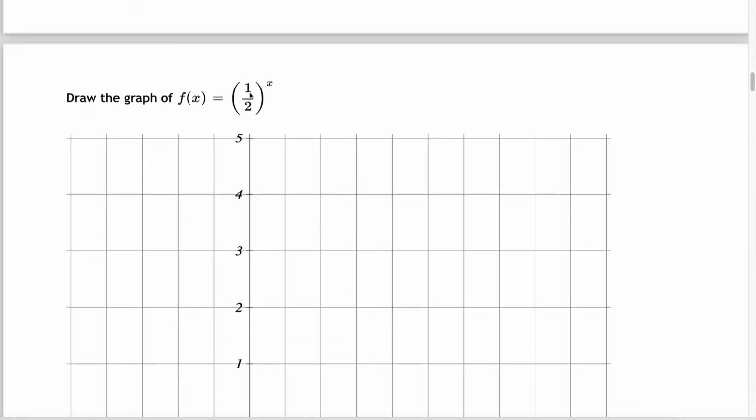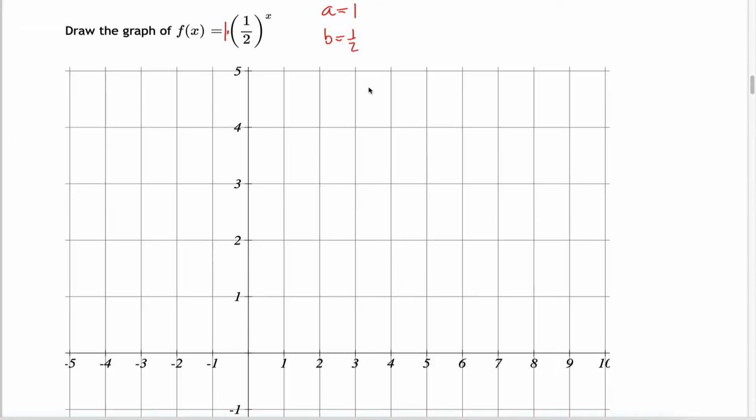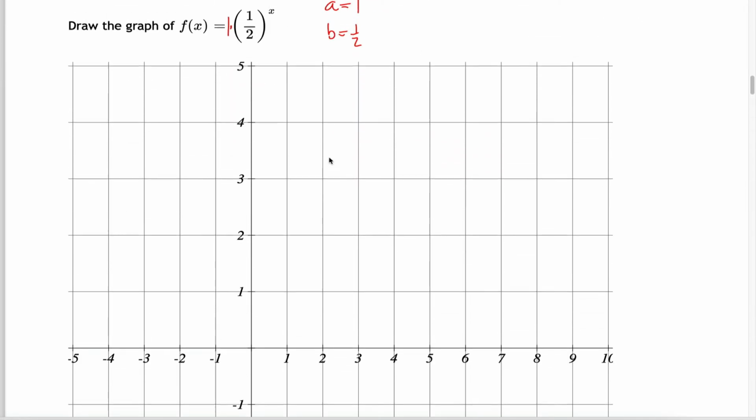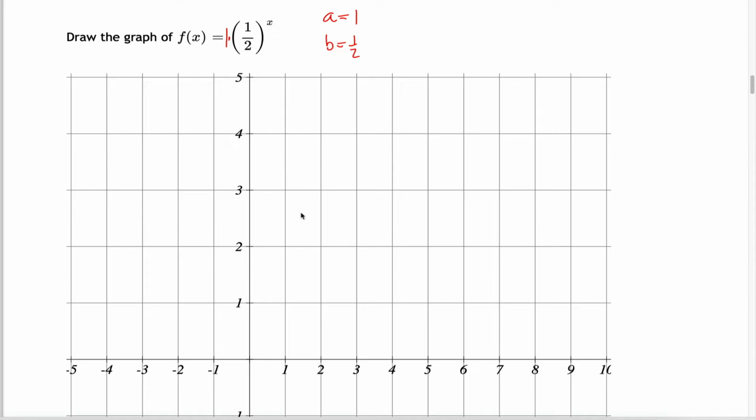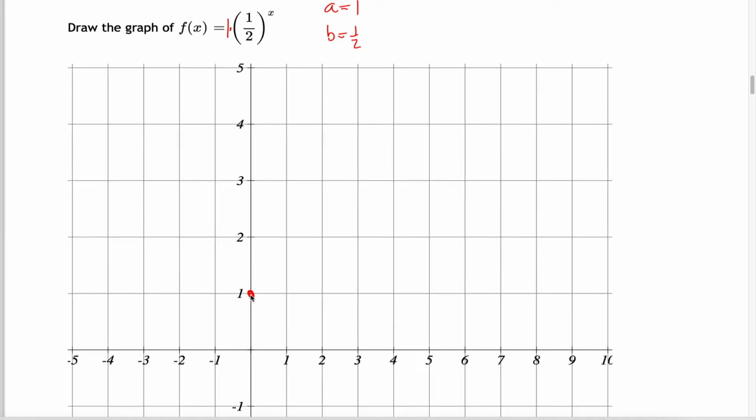Question 4, kind of the same idea, except now b is a value between 0 and 1. So a is the implied 1 that's right here, and b is equal to 1/2. And what you need to do is plot a couple of points to come up with the graph. When you're doing this one, you got a couple of options. I mean, the most obvious point, the one that most students will use, is this one right here, right? When you put 0 in, 1 comes out, because 1/2 to the 0 power is equal to 1.